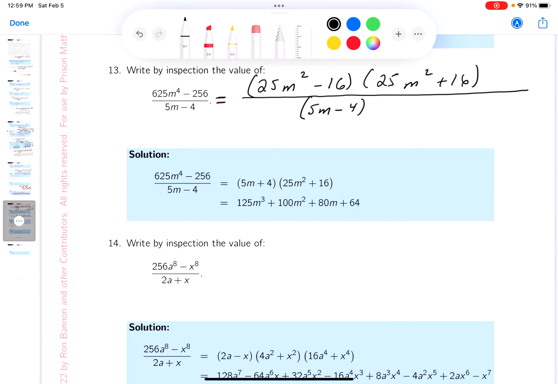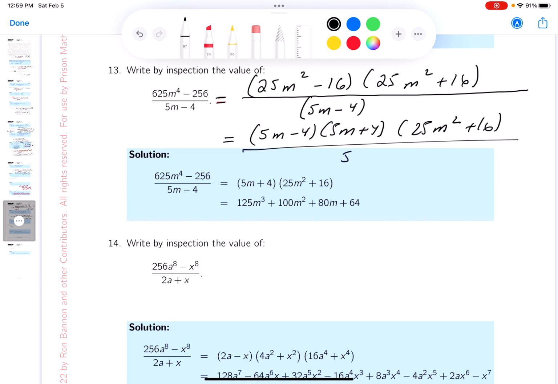Then what would I say? Well, I'd see the 25m squared minus 16 is also the difference of perfect squares. What would that give you? 5m minus 4, 5m plus 4 times 25m squared plus 16, all over 5m minus 4. And what happens? A nice cancellation. And what are you left with? 5m plus 4 times 25m squared plus 16.